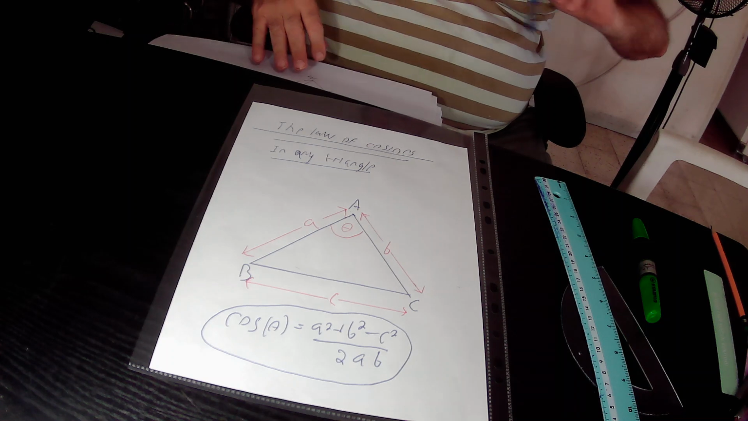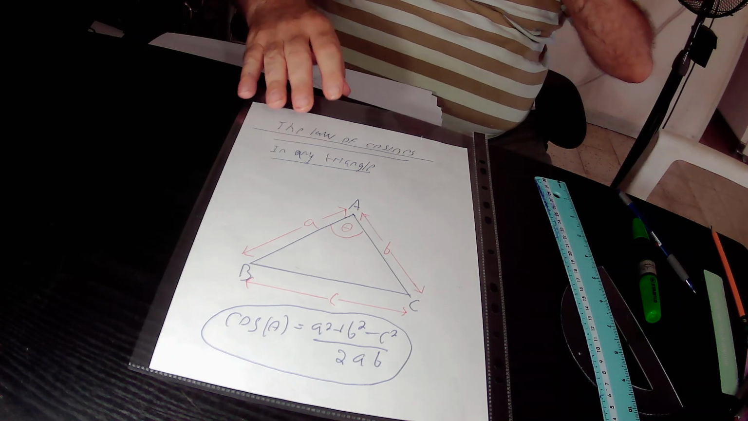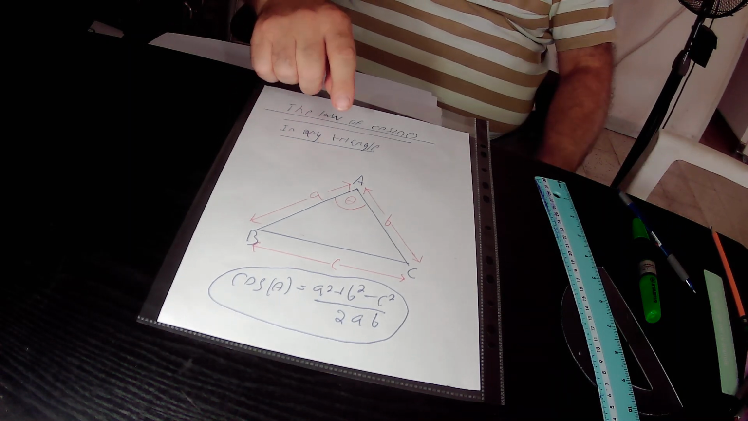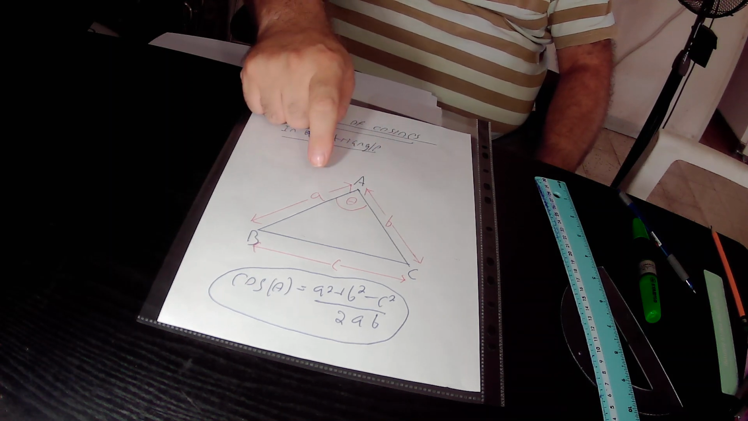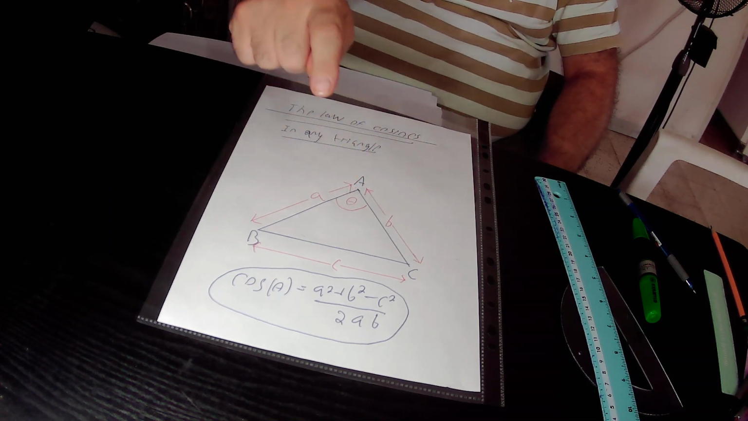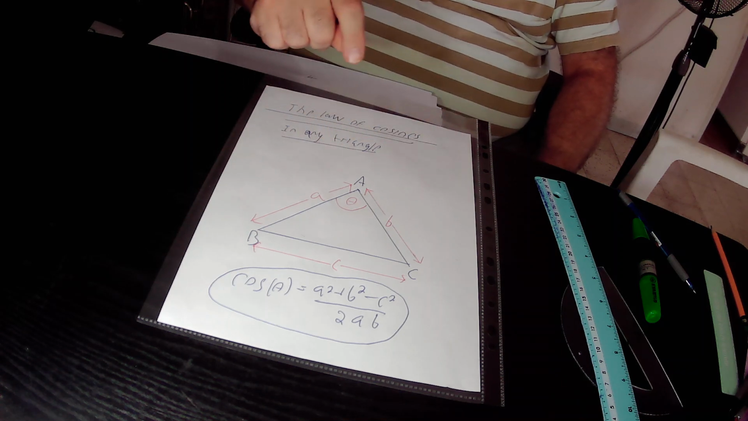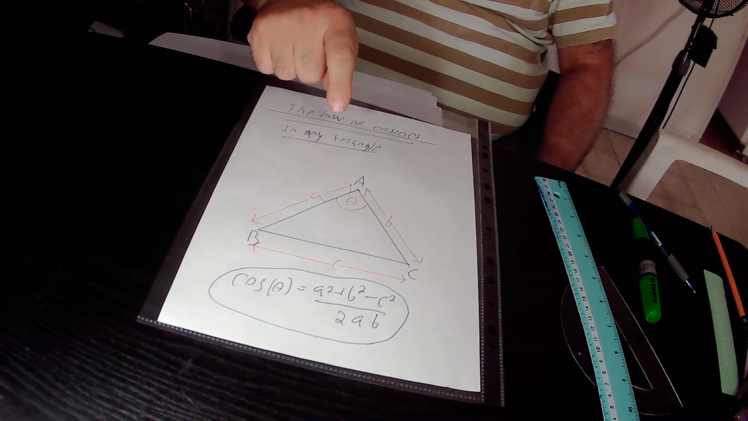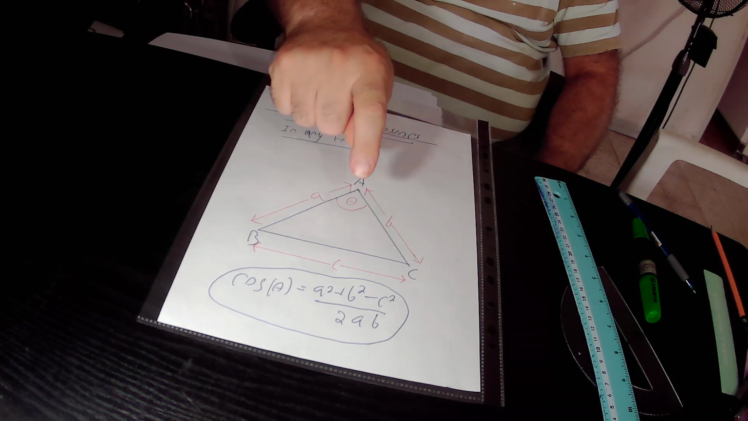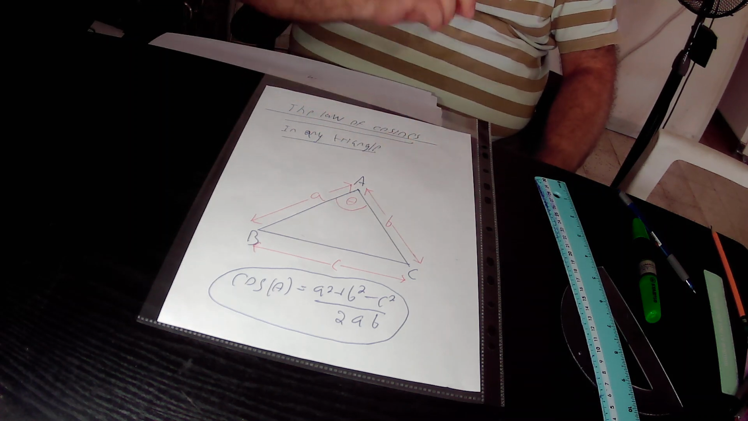This triangle ABC could be any triangle. The following equation is true: cosine theta equals A squared plus B squared minus C squared over 2 times A times B. Again, in this triangle ABC, cosine theta equals A squared plus B squared minus C squared over 2 times A times B.